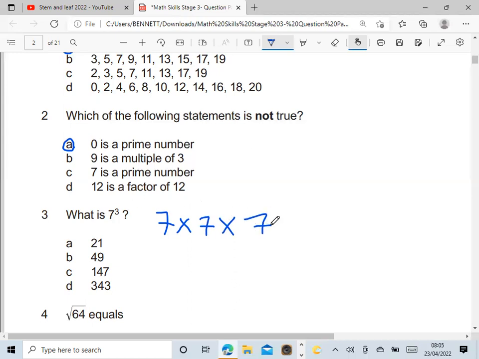So it will be 7 multiplied by 7, which is 49, and then you multiply 49 by 7. So 7 times 9 is 63, 7 times 4 is 28, and that plus 6 is 34. So it would be 343.